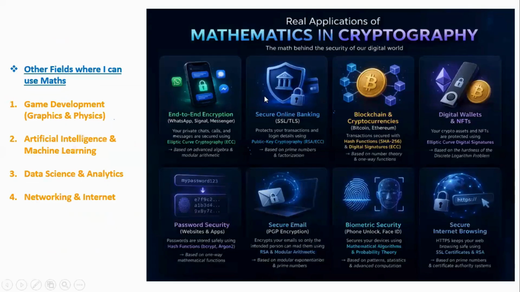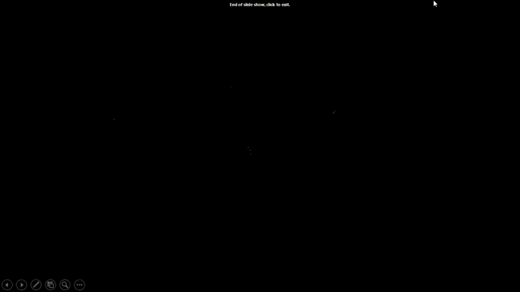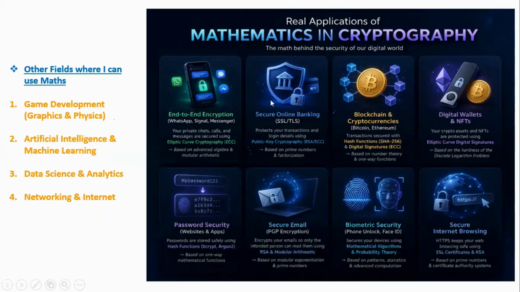Now this is the mathematics in cryptography. So I have told you about end-to-end encryption, how it is used in WhatsApp, Messenger, etc. Another is secure online banking. Like I have told you, the digital signatures are being made and others can access it using the public key.